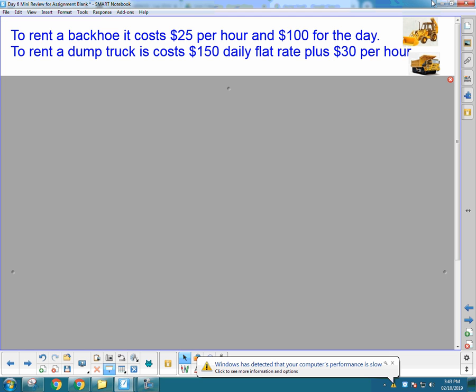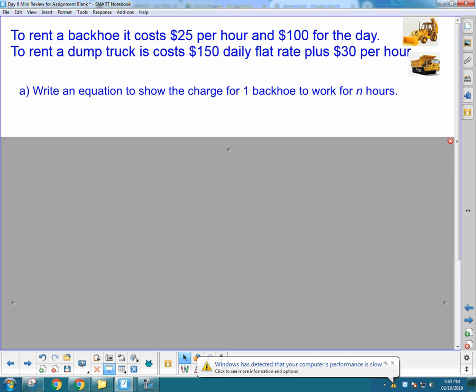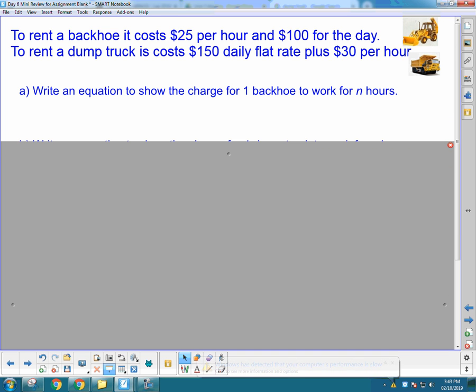A dump truck costs more. It costs $150 daily flat rate, plus $30 per hour. So what we're going to do, you can just write down the answers to this. You don't need to write down all the questions. But the first one says, write an equation to show the charge for one backhoe to work N hours.